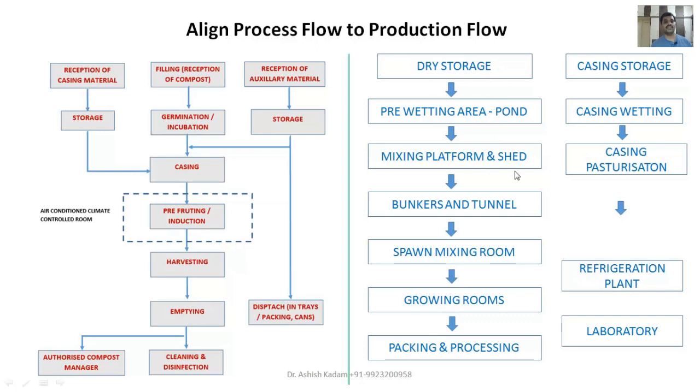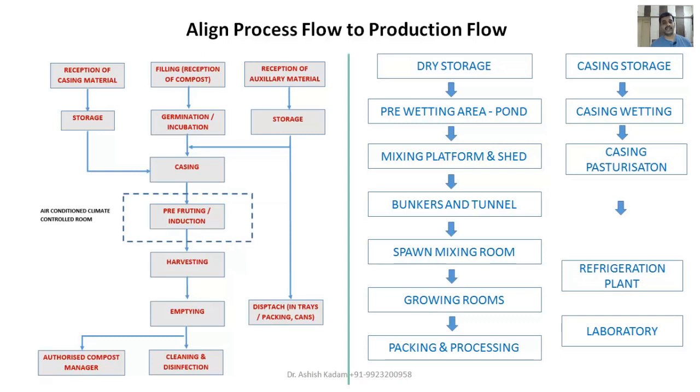After the pond, there has to be a mixing platform, which is provided with a shade. After this, the material will go into the bunkers. From the bunker, it will go into the pasteurization tunnel, and from the pasteurization tunnel, it will go to the spawn mixing area. Sometimes you can directly ship this material. If you have the bed method of farming, then you can ship this compost directly into the growing room.